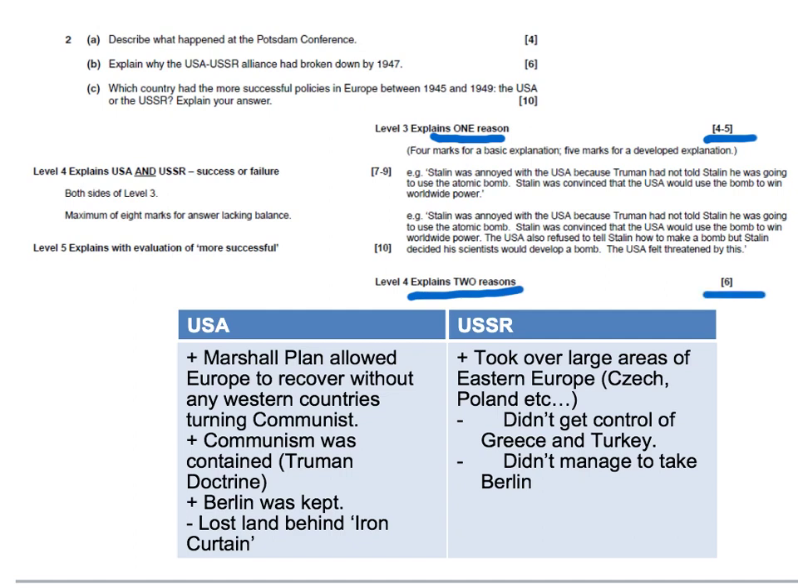So first of all, Stalin was annoyed with the USA because Truman had not told Stalin he was going to use the atomic bomb. Stalin was convinced that the USA would use the bomb to win worldwide power. So this idea here of Stalin being very worried about the atomic bomb and what power that posed, and the fact that the Americans had kept it secret really upset him. The USA also refused to tell Stalin how to make the bomb, but Stalin decided scientists would develop a bomb. The USA felt threatened by this, so they refused to tell him what to do, and that was that.